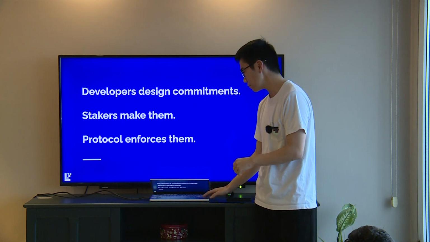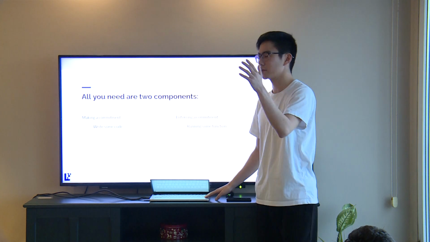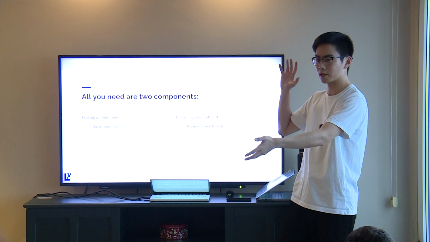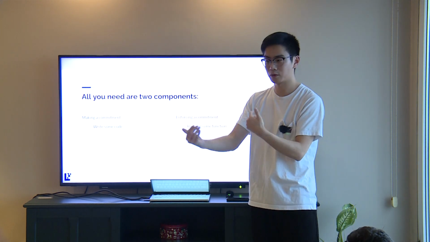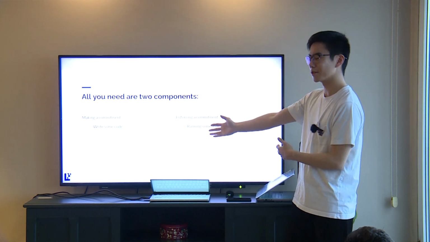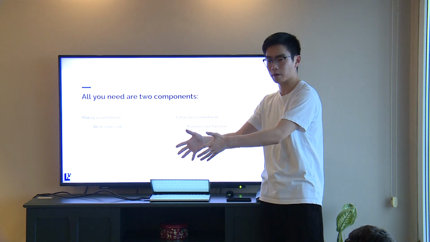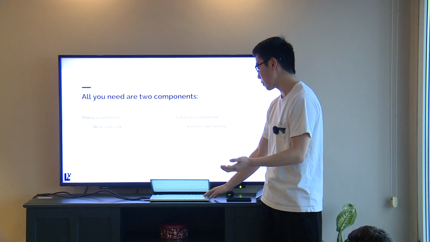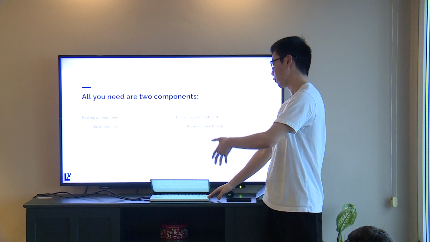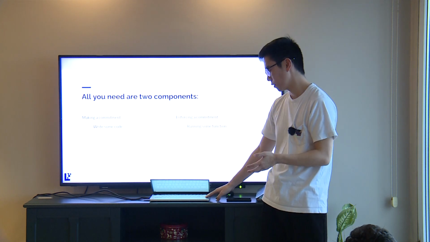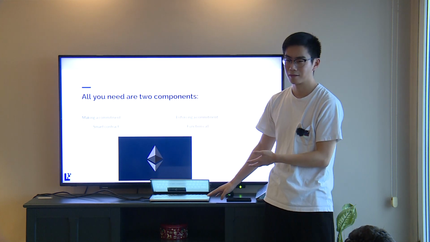All right. So how do you actually build this platform? This is the abstraction of proof of stake, connecting these two parties. You actually just need two things: you need the ability to make commitments, and you need the ability to enforce commitments. How do you make a commitment? You can write some code. How do you enforce a commitment? By running some function. Where? You can do it on Ethereum.